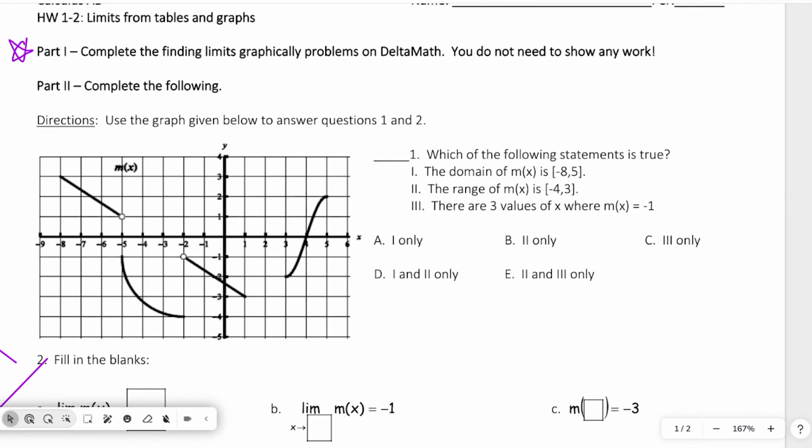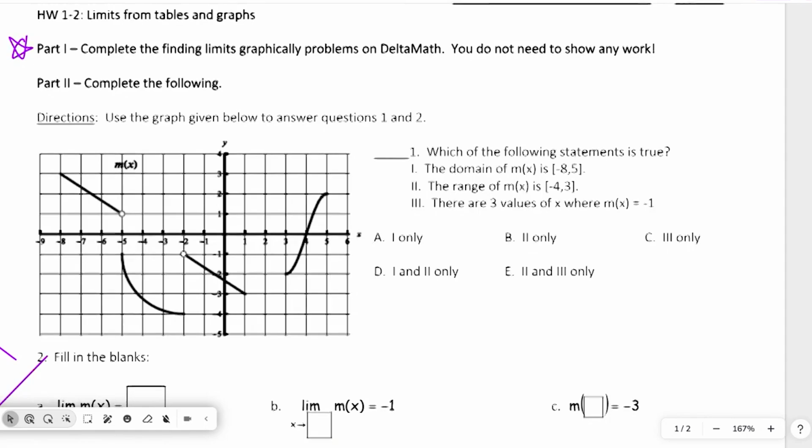You don't need to show any work. I'm not going to be looking for you to show any work, obviously, but I will be looking on my end on Delta Math just to make sure you complete those. So I just really want you to be practicing these so that finding these limits from the graph comes a lot easier to you. So let's just skip to part two here.